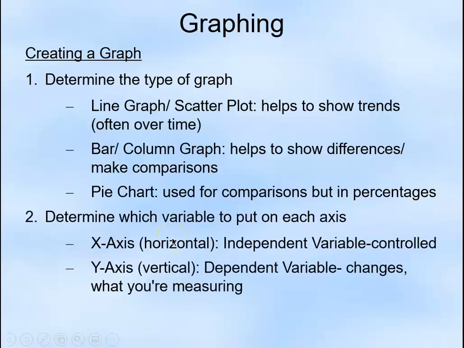Okay, the second thing that you want to do is determine which variable to put on each axis. Okay, so we've got two axes. We've got the x-axis, which is the horizontal axis, and we've got the y-axis, which is the vertical axis. So on the horizontal axis, if you are looking at something over time, time is always going to go on your horizontal axis. Okay, but sometimes you just have two different variables, and you have to decide which one is going to go on the x and which one is going to go on the y.